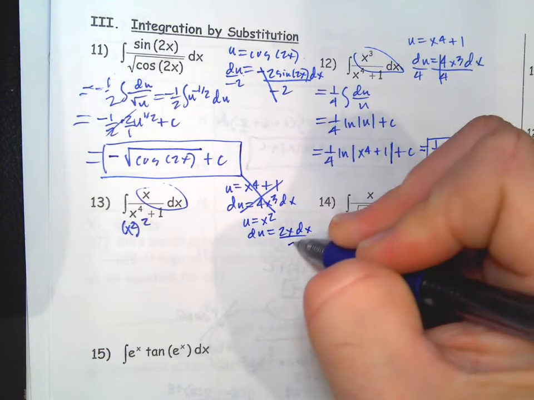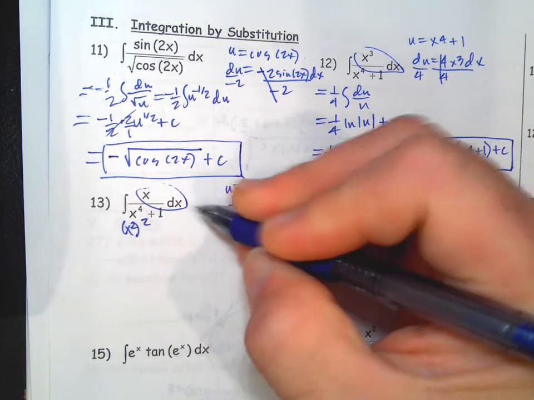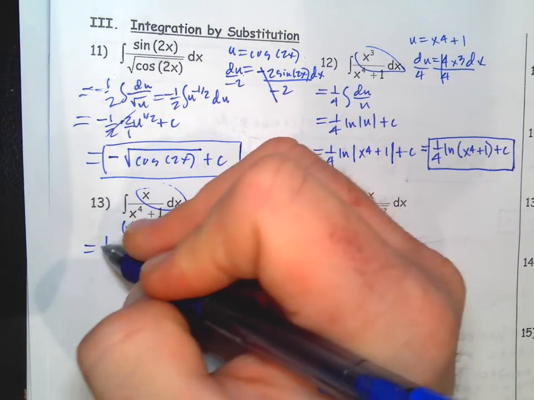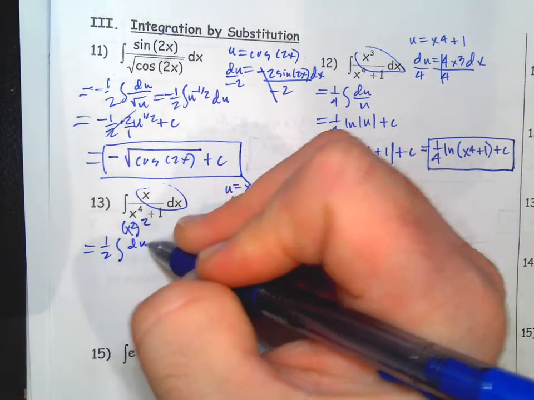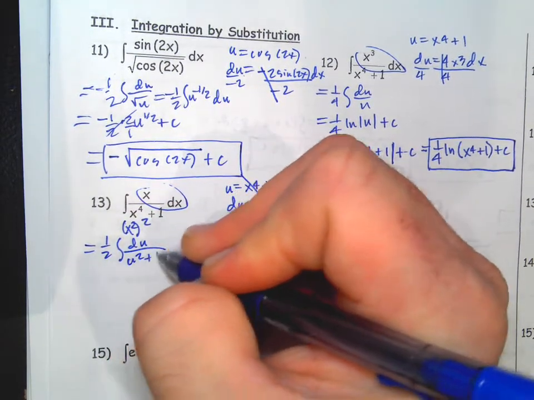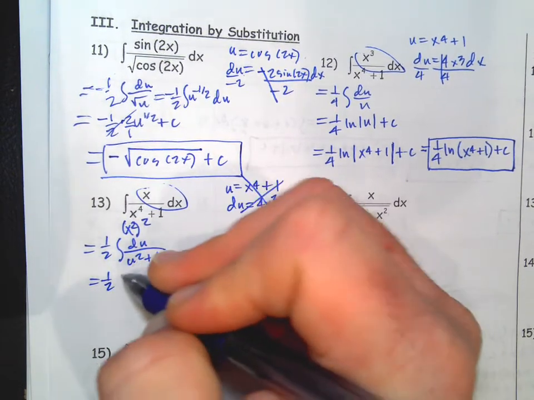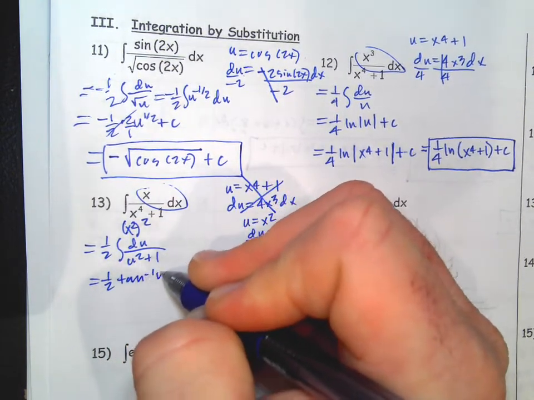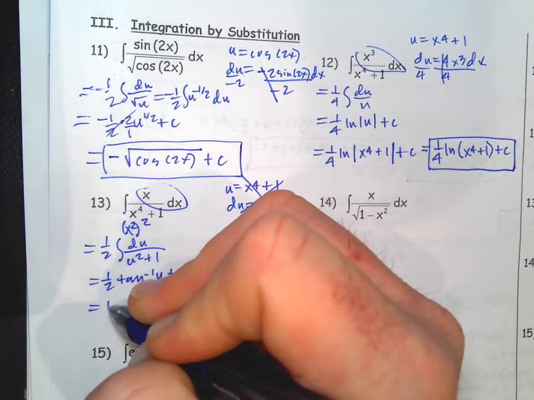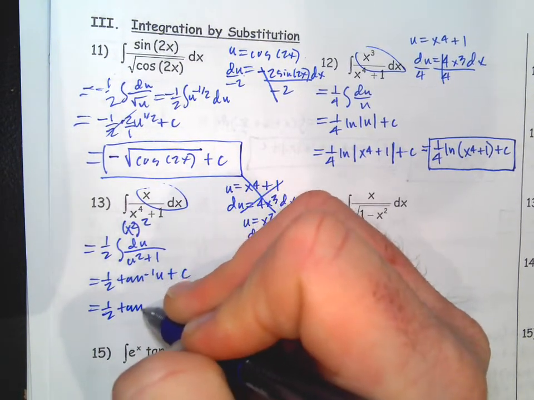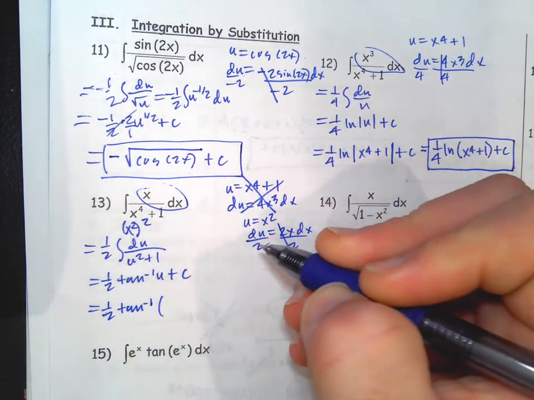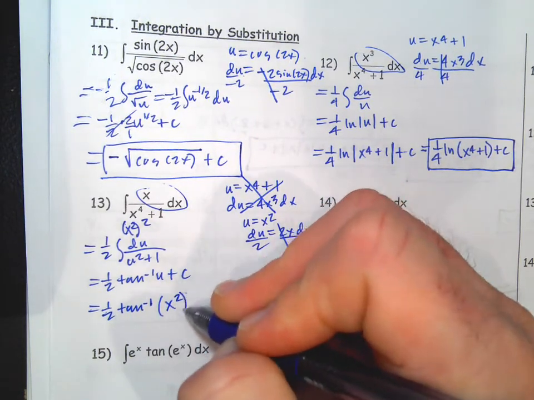And I want the 2. But this one works because it gives us x dx. So it's going to be 1/2 du over u squared plus 1, which is 1/2 inverse tangent of u plus c, which is 1/2 inverse tangent of x squared plus 1.